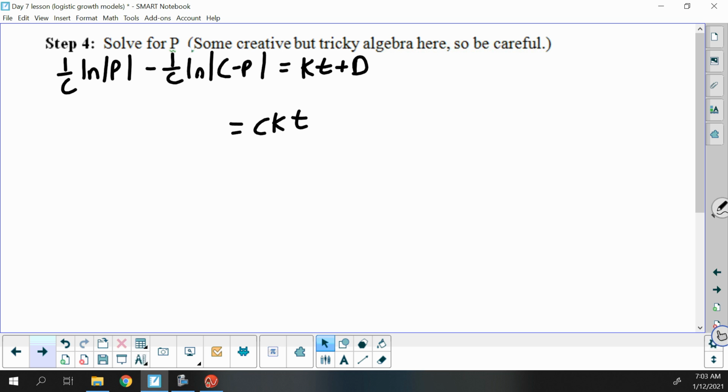And the C, which is some constant, times the D, which is some constant, is still just going to be some constant. So let's just still call it D for now, because it's some constant value. Okay, it's C times D, but it'll still just be some constant. Over on the left, we'll have subtraction with our logs. So we can write this as natural log absolute value of P over absolute value of C minus P.